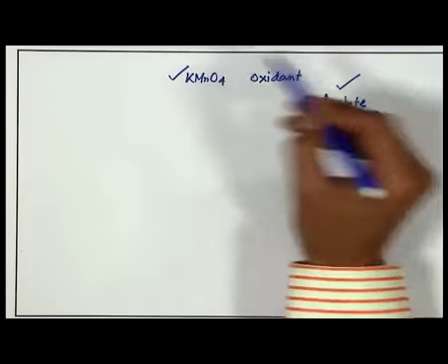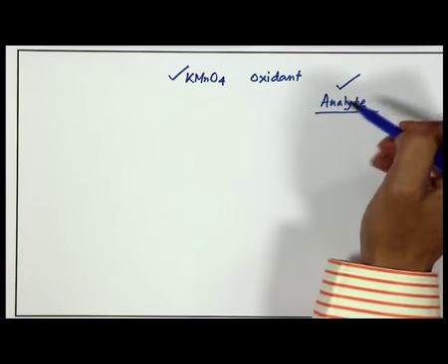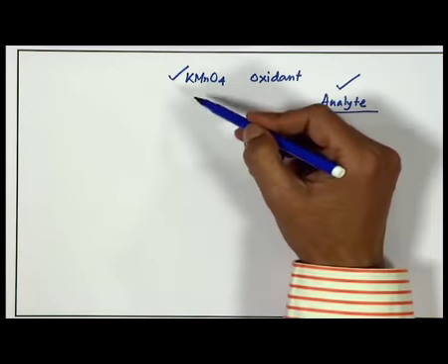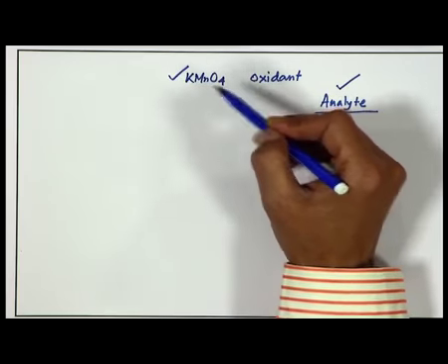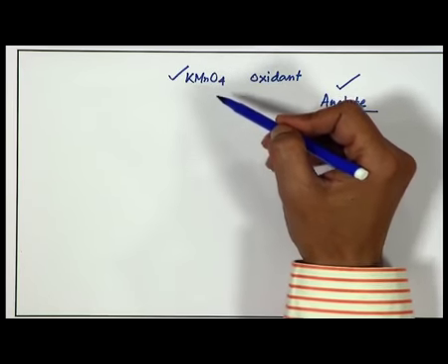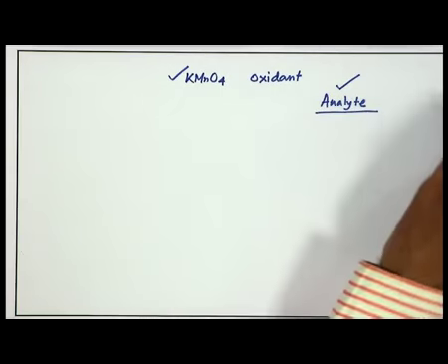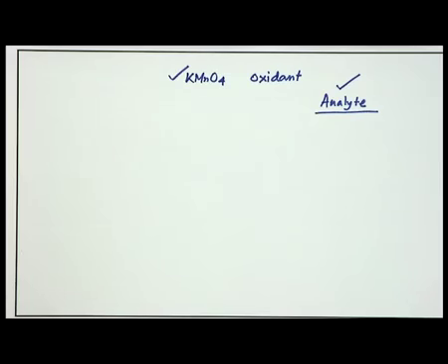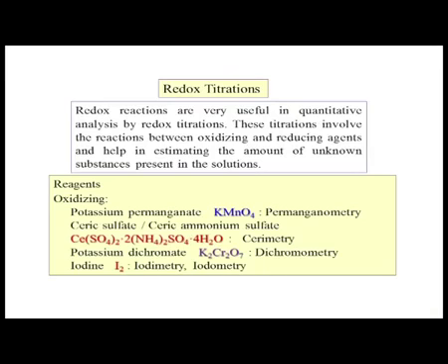So, utilization of KMnO4 as an oxidant for redox titrations has a special meaning. Any species which can be oxidized by KMnO4 can be used for this particular titration. The name for this is redox titration based on KMnO4, that means permanganometry. Potassium permanganate is used for titrimetric analysis, which is therefore permanganometry. Metry means the metric analysis.